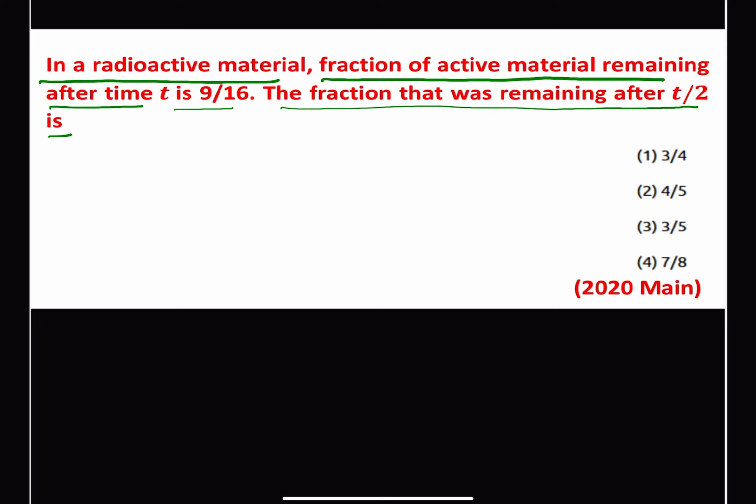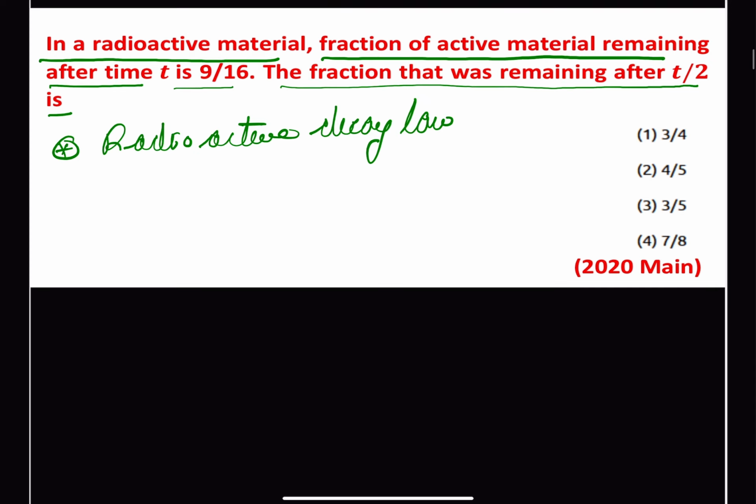The radioactive decay law says that after time t, let us suppose the amount that is left is N of t, which will be equal to the initial amount multiplied by e⁻λt.